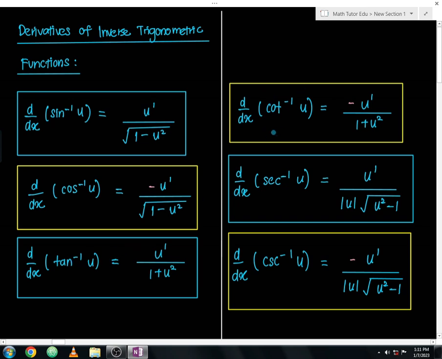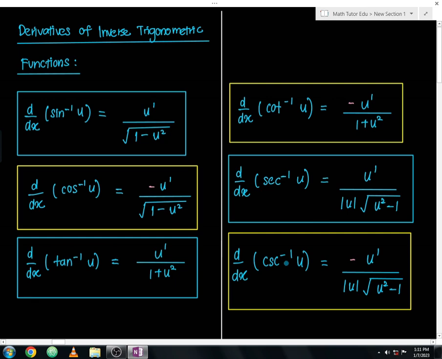Let us move on to the last two formulas, which are the secant inverse u and cosecant inverse u. Similar concept. For secant inverse u, the derivative will be u prime divided by modulus u times square root of u square minus 1. For cosecant inverse u, the formula is almost the same. The only difference is it has the negative in front. So this is basically the relationship between secant inverse u and cosecant inverse u.